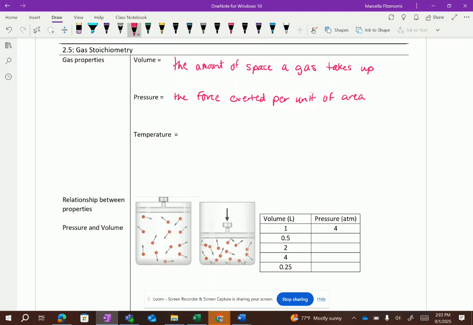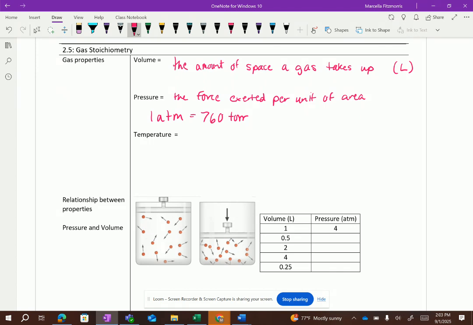Now, volume, we already know, unit is usually liters. Pressure, the unit we usually use is ATM, 1 atmosphere. That stands for atmosphere. Sometimes you'll see it in torr. 1 atmosphere equals 670 torr. Sometimes we'll have to use that in a stoichiometric calculation to be able to change atmospheres to torrs and torrs back to atmospheres.